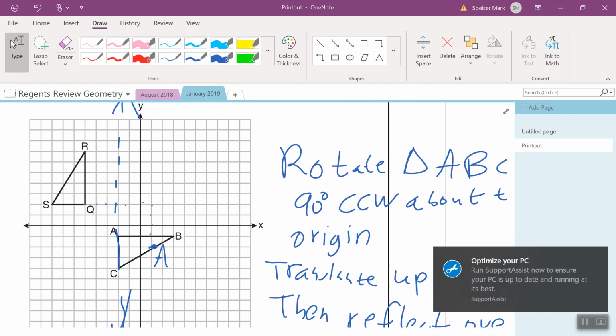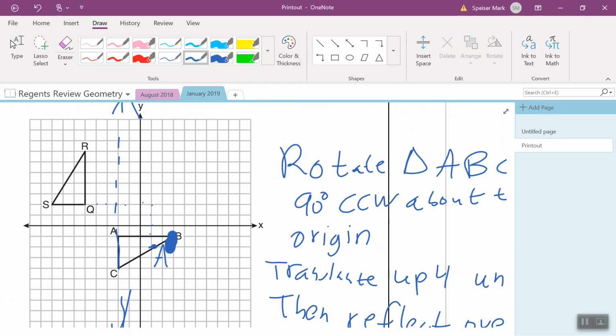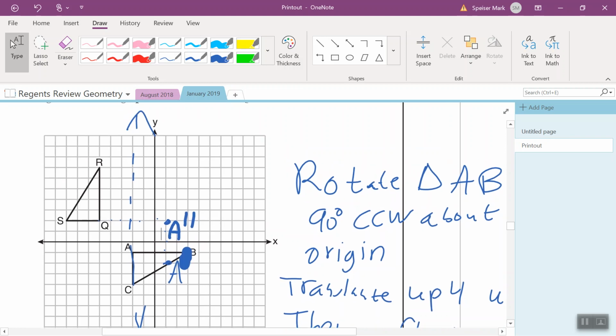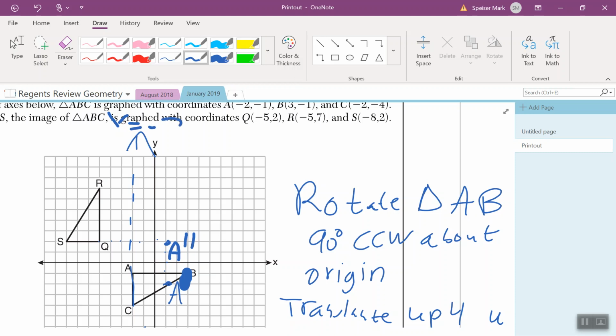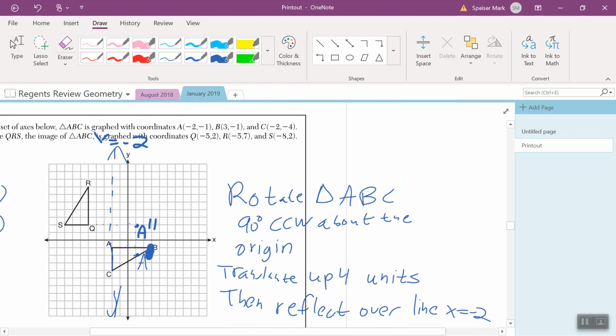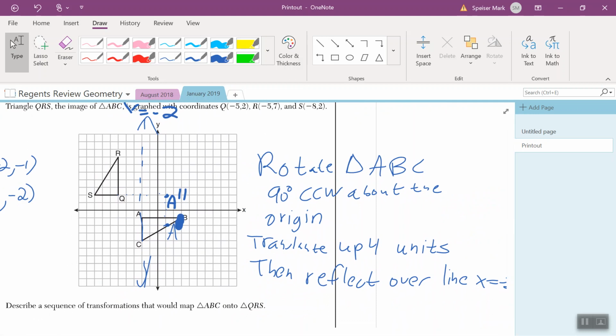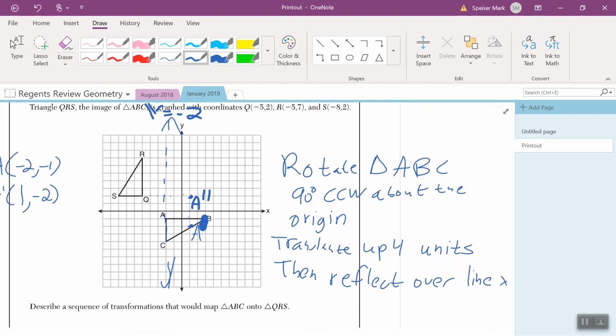Mark off where A prime is and where A double prime is. Okay. So 1, 2, 3, 1, 2, 3, and it all matches up. Here is the line x equals -2. And if you want to see the full answer, it looks something like that. Okay, on to the next question.